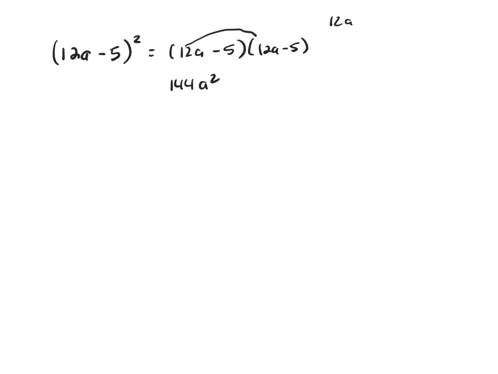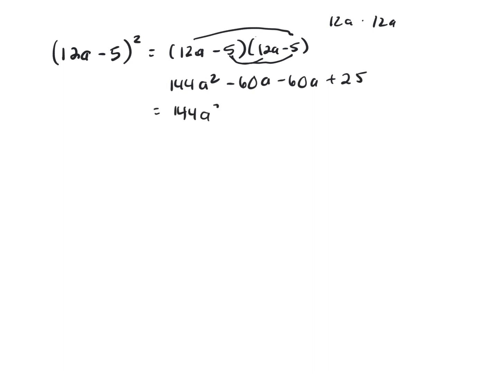That was 12a times 12a. And then 12a times minus 5 is negative 60a. Now distribute the negative 5. Negative 5 times 12a is negative 60a, and negative 5 times negative 5 is positive 25. So that's going to give you 144a squared minus 120a plus 25.